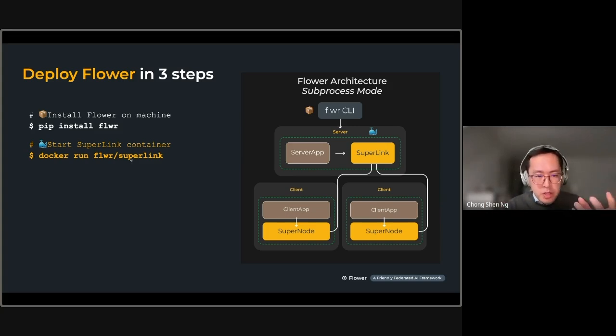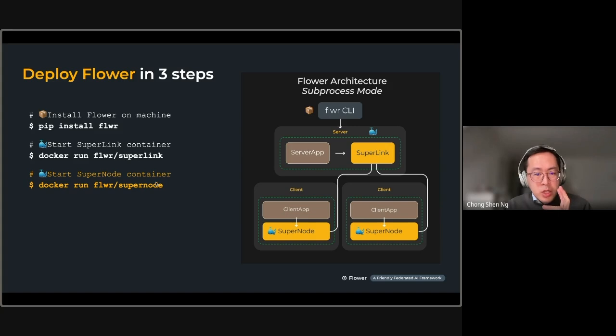we have official Docker images. You can spin up a superlink on your machine, and that can just wait and receive any instructions to execute your Flower apps. And then the third step is to start the supernode containers, so as many containers as you want that are connected to a data source, and then these can be connected to the superlink itself. Okay. So this is, in a very simple case, a 3-step way to deploy Flower.